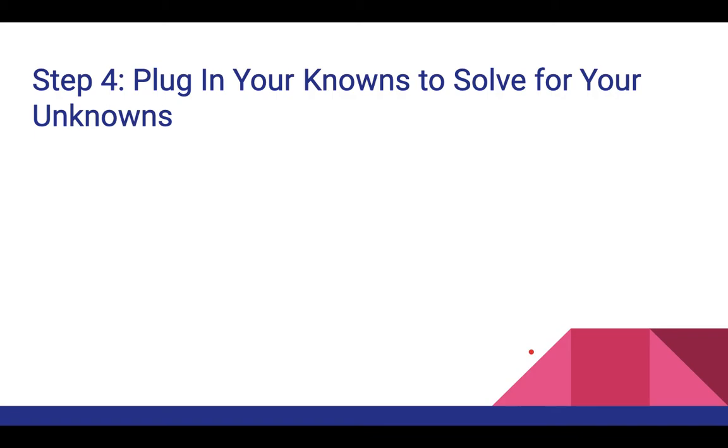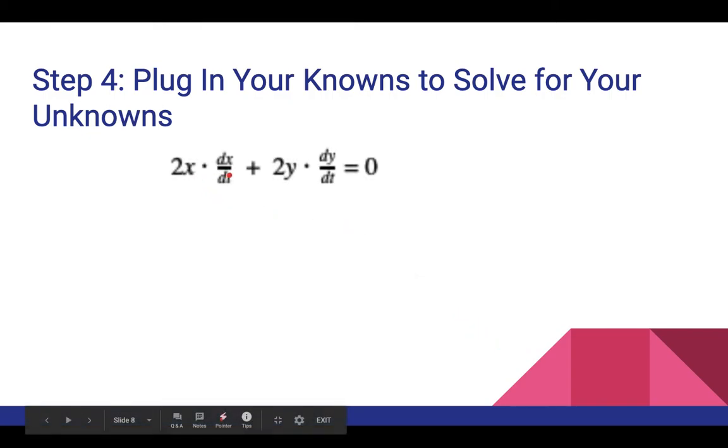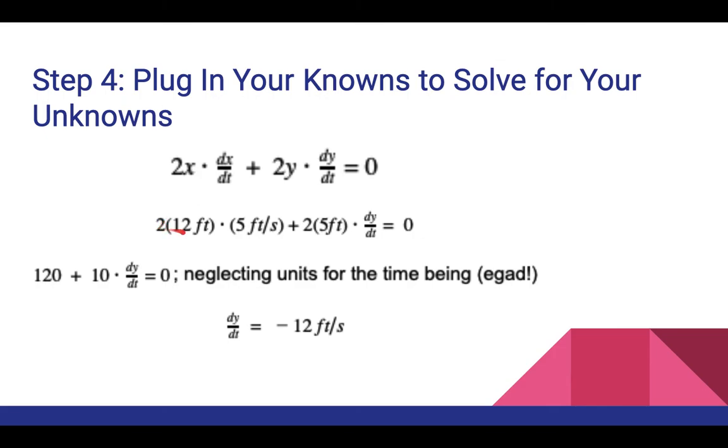Lastly, we plug in our knowns and we solve for unknowns. So this is a step familiar to many of you from AP Physics. So 2x times the rate of change of x with respect to time plus 2y times the rate of change of y with respect to time equals 0. We plug in 12 feet for x. Excuse me, did I have that right? 12 feet? Yes, I do.